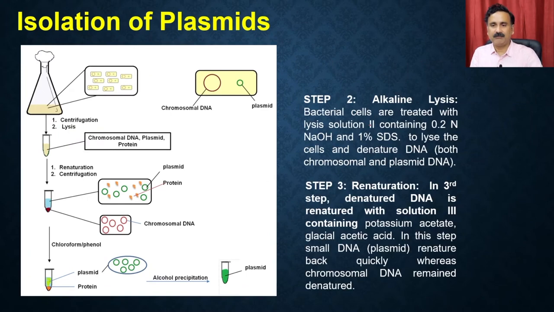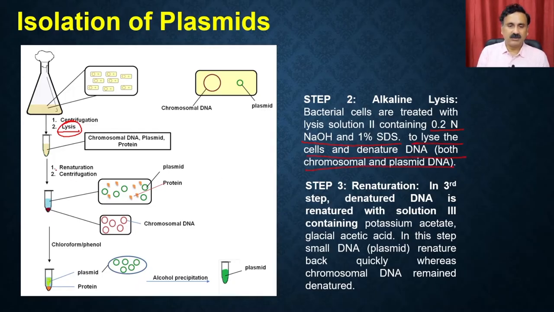In step 2, you are going to do the alkaline lysis. That alkaline lysis you do with the help of 0.2 normal NaOH and 1% SDS, and that is going to lyse the cells and denature the DNA.